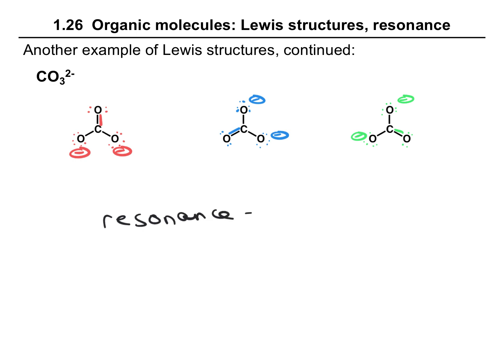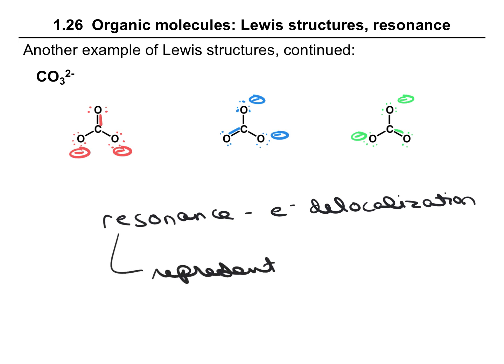This is a concept of electron delocalization. So rather than this pair of electrons being localized between this carbon and this oxygen, instead these electrons are distributed or delocalized further around this molecule. We are going to talk about resonance in more detail, but for now, we need to think about how do we represent this with Lewis structures?